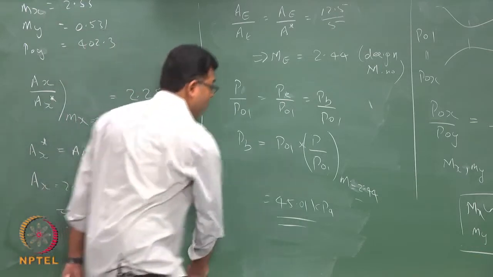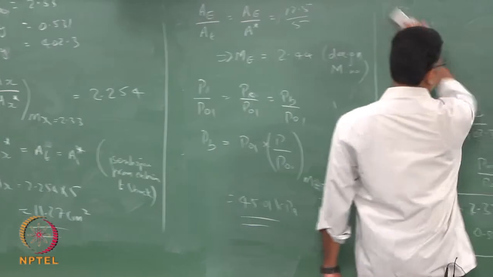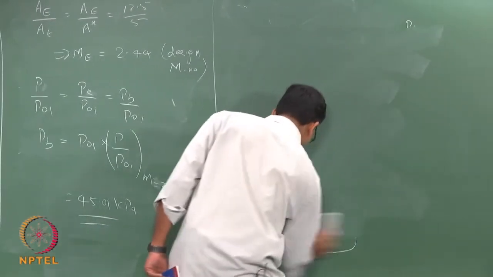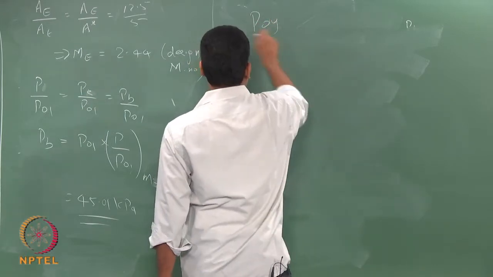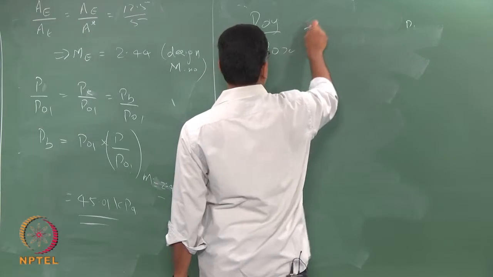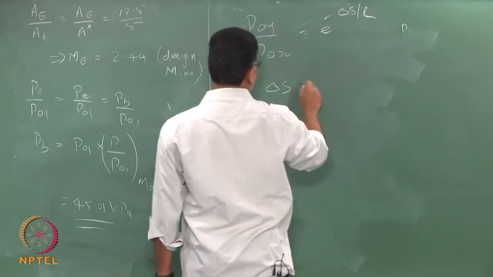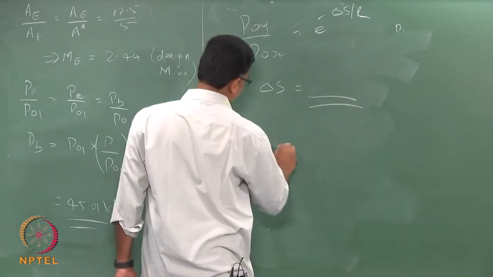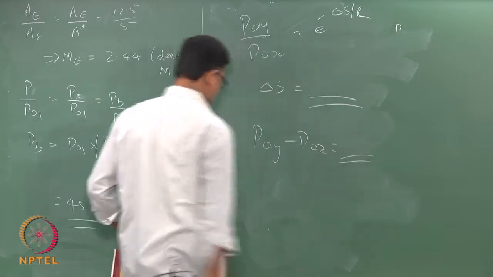You can also find the entropy change when you had the shock. So, since you know Px and Py, your P0y by P0x is e power minus delta S by R. So, you can also find your delta S. You can also find your stagnation loss this way.